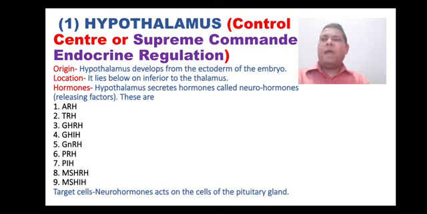Number 8, MSHRH, MSH releasing hormone. It stimulates the intermediate lobe of the pituitary gland to secrete its melanocyte stimulating hormone, MSH. Number 9, MSHIH, MSH inhibitory hormone. It inhibits the secretion of melanocyte stimulating hormone from the intermediate lobe of the pituitary gland. Target cells: neurohormones act on the cells of the pituitary gland.